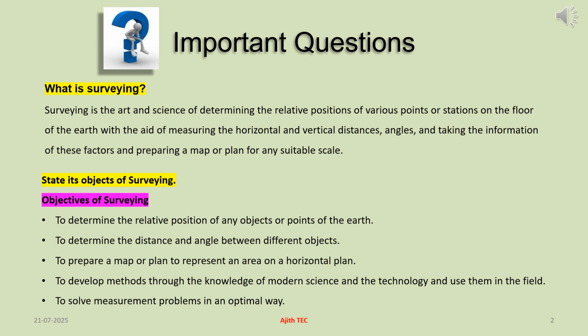State its objects of surveying. Objectives of surveying. To determine the relative position of any objects or points of the earth. To determine the distance and angle between different objects. To prepare a map or a plan to represent an area on a horizontal plan. To develop methods through the knowledge of modern science and technology and use them in the field. To solve measurement problems in an optimal way.